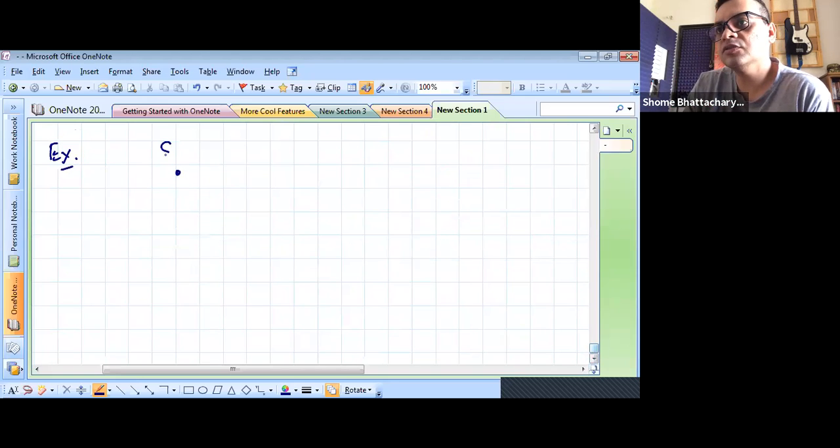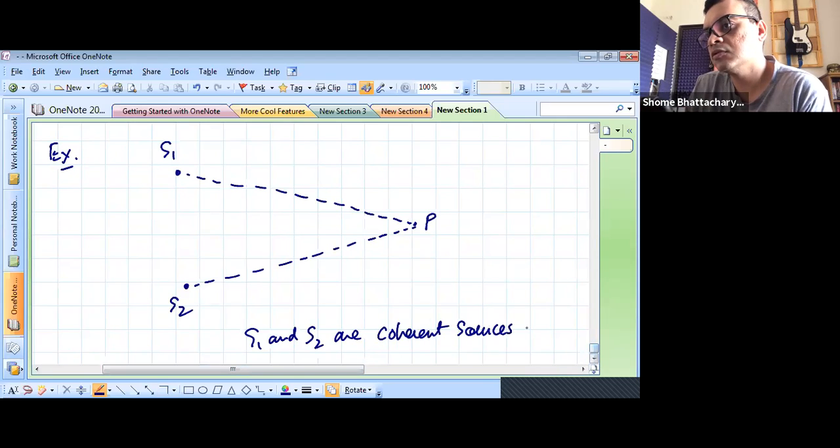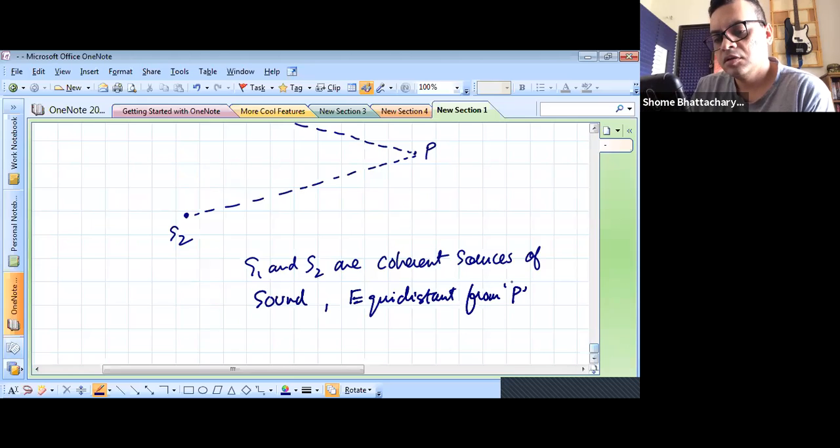So here what is happening is there are two sources of sound which are equidistant from a receiver here. So S1 and S2 are coherent sources of sound, equidistant from the point P. Okay, next what we are doing is, speed of sound in normal air is 340 meters per second.